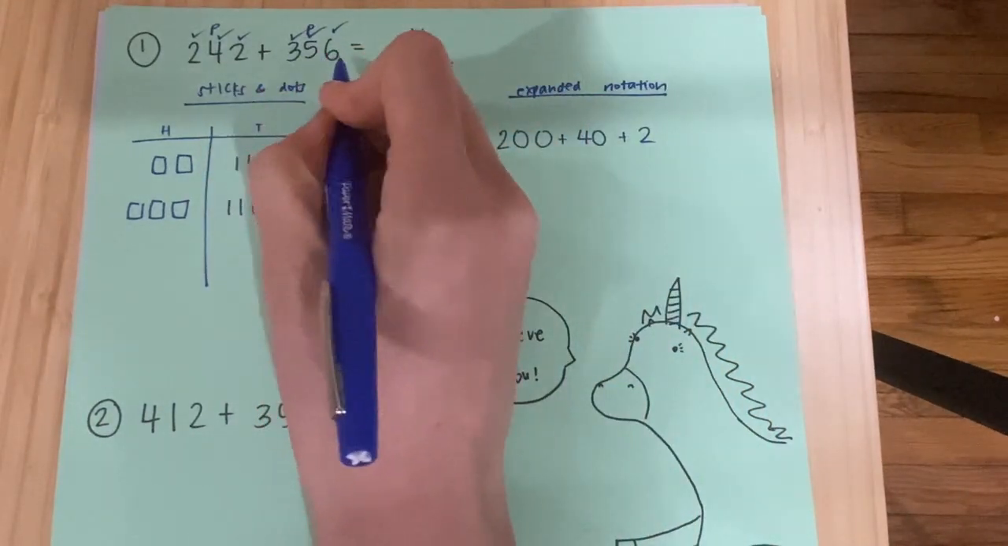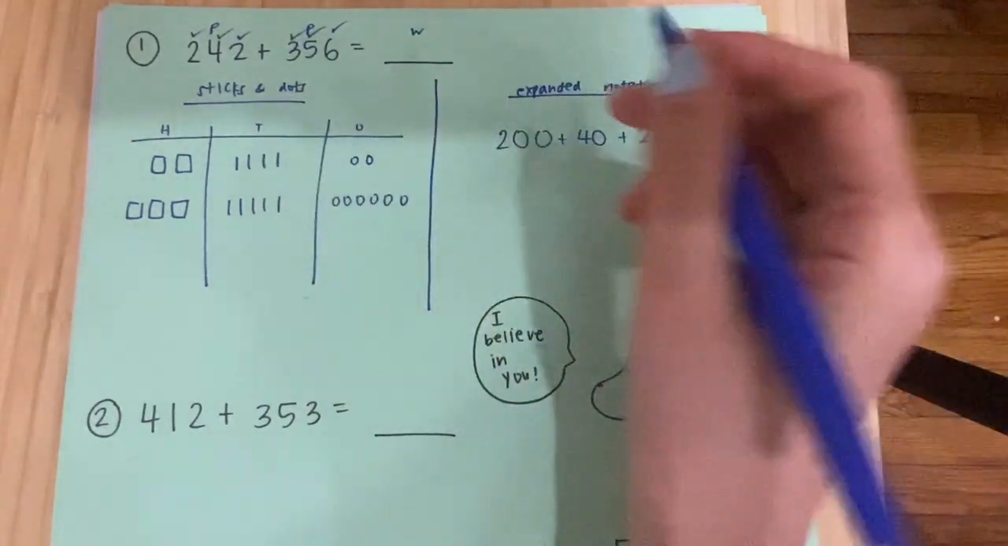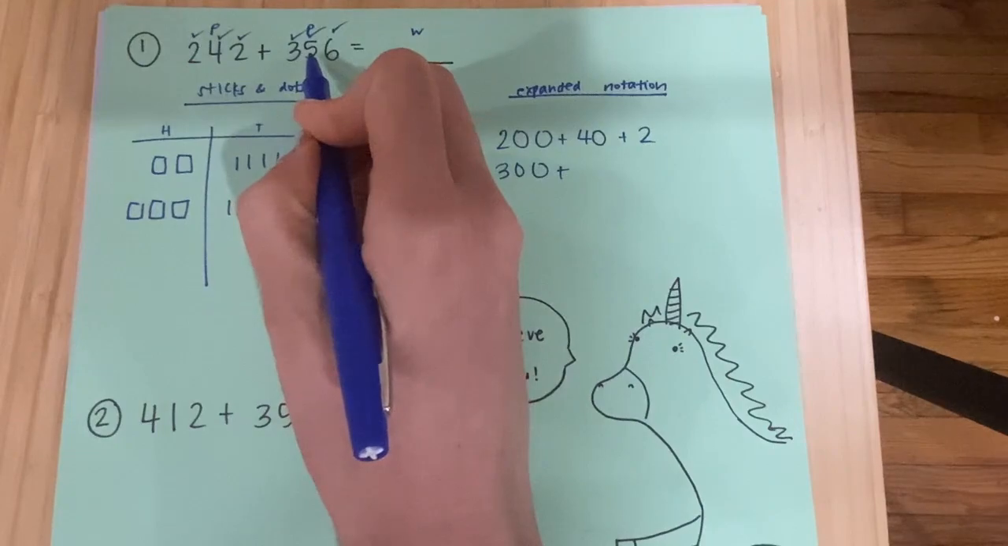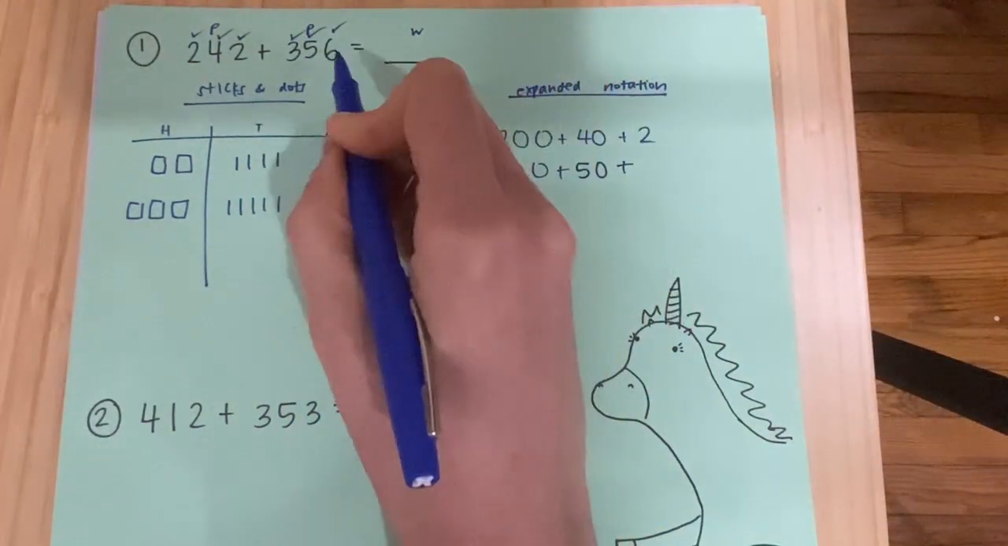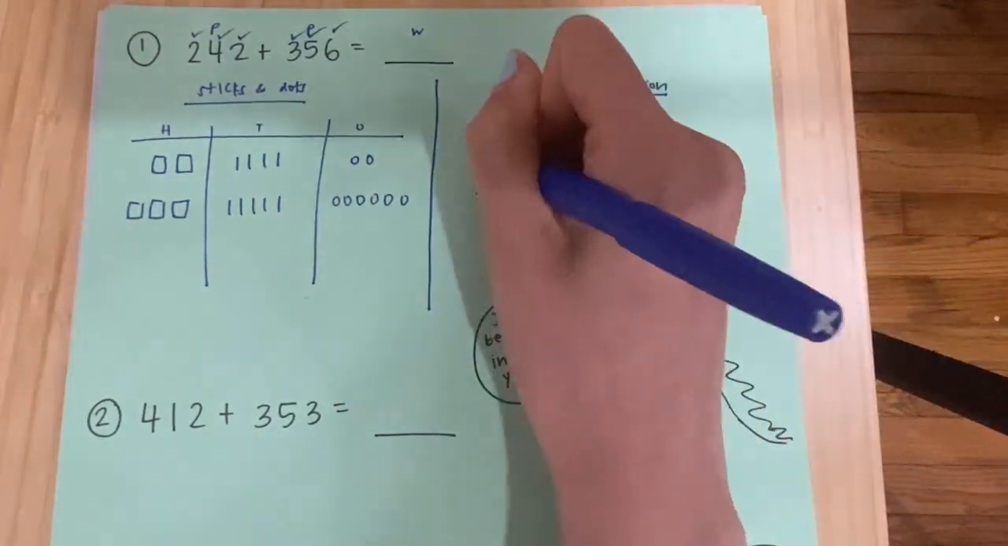So I'm going to write 356 in expanded notation. The value of 3 in 356 is 300. Plus the value of 5 in 356 is 50. Plus the value of 6 is just 6 because it's in the ones place. Then I'm going to draw a plus sign.